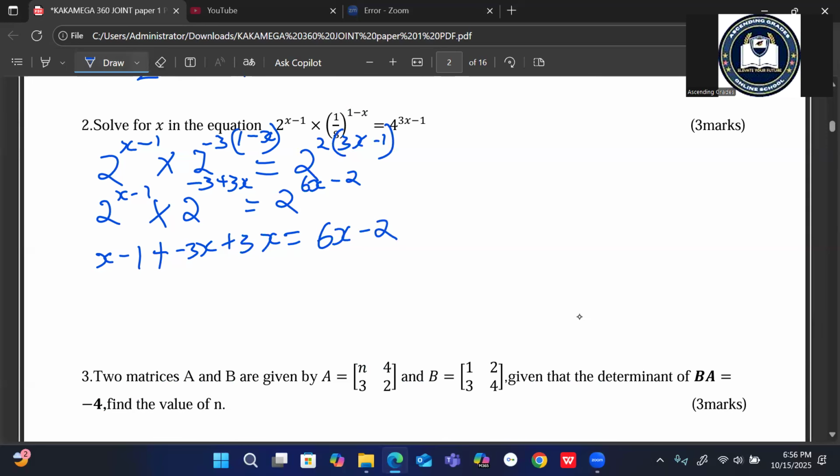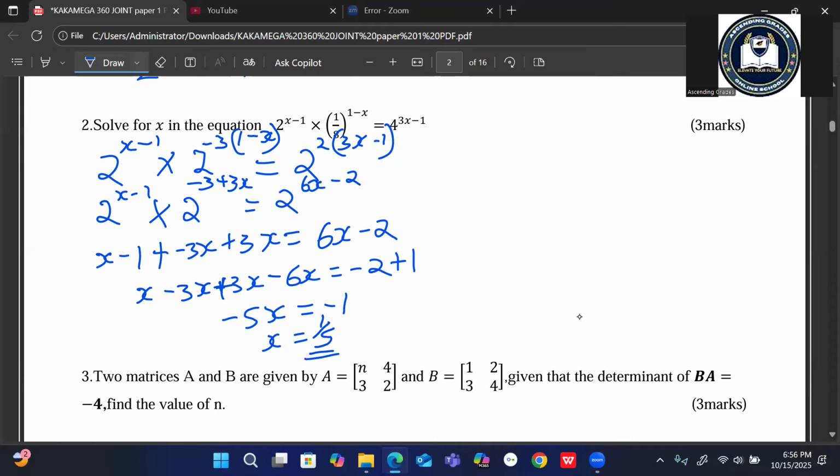So when you bring like terms together, we will have x minus 3x plus 3x, then minus 6x, should give you negative 2 plus 1. So we'll have negative 5x is equal to negative 1. So your x will be equal to negative 1 over negative 5, which will give you 1 over 5. And that is the solution for that question. So we go to number 3.